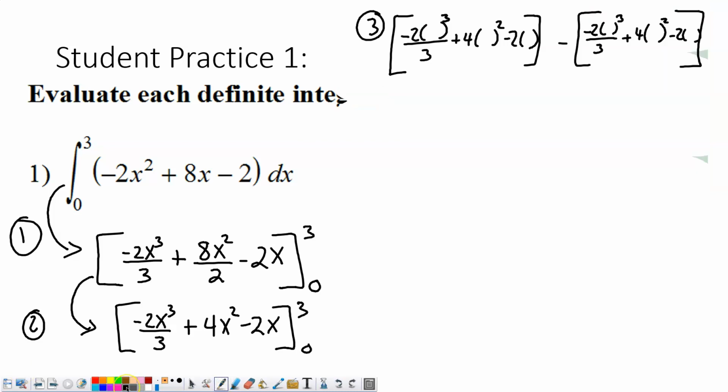All right. So here we go. There's your setup. Now, some of you guys might have already plugged it in. And if you did, just remember at the top, the upper limit goes in first.